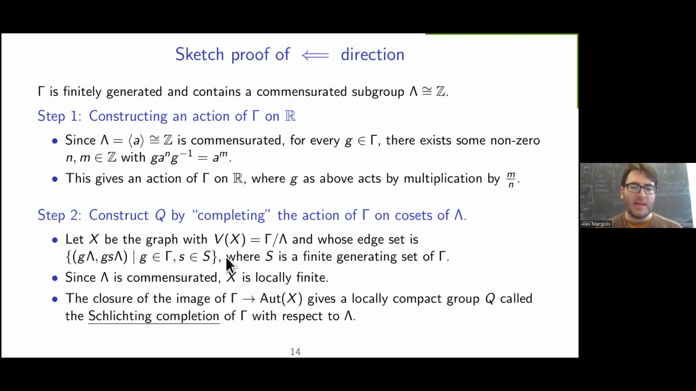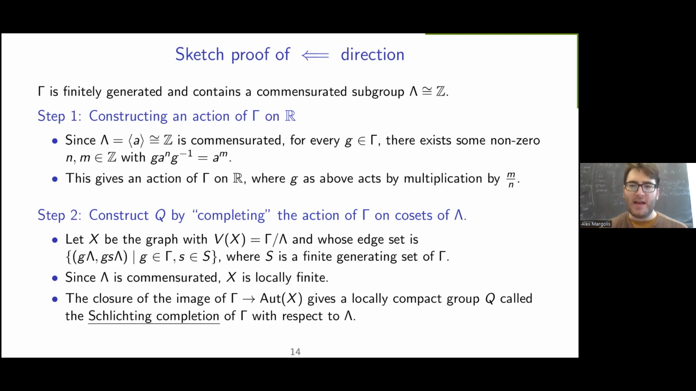And now we have an action of gamma on this connected, locally finite graph X. That gives a homomorphism from gamma to the automorphism group of X. If we take the closure of the image in the automorphism group, then this gives us some locally compact group Q, and that's called the Schlichting completion of gamma with respect to lambda. Notice that if lambda is actually a normal subgroup of gamma, then this Schlichting completion is actually the quotient group. So somehow this is a surrogate for the quotient group if we only have a commensurated subgroup and there isn't a normal subgroup.